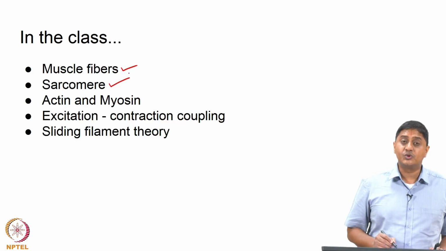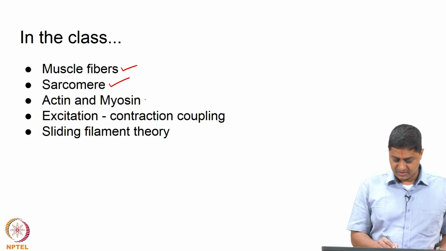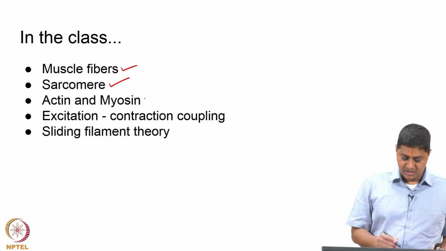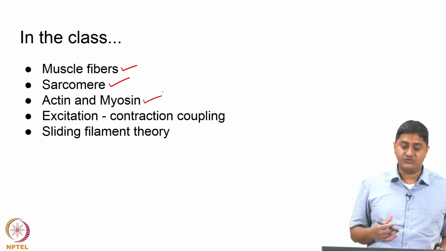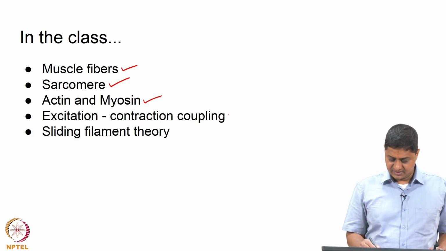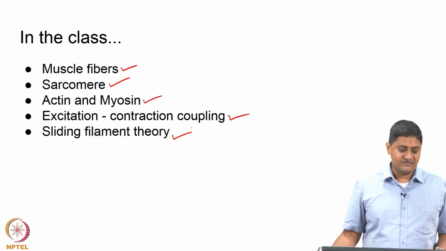We will introduce the notion of sarcomere, which is the smallest functional unit in a muscle, and in discussion of the function of sarcomere, we will also introduce actin and myosin and how they interact to produce force in the muscle. We will discuss excitation, contraction, coupling, and we will discuss sliding filament theory.